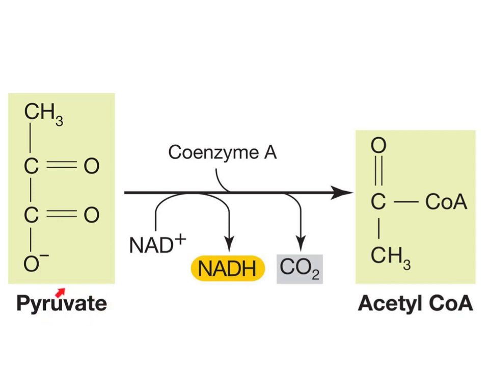So pyruvate is going to be converted into acetyl-CoA. And when that happens, it is oxidized. Now, if pyruvate is being oxidized, something else is going to be reduced. And that's going to be NAD+. So pyruvate is oxidized down to acetyl-CoA. We are going to reduce NAD+ down to NADH.